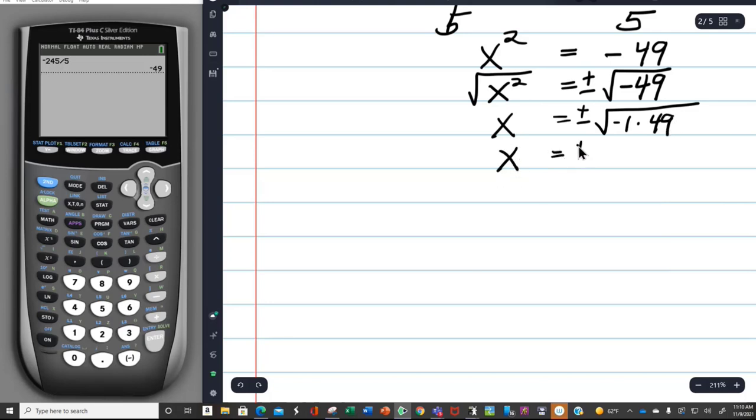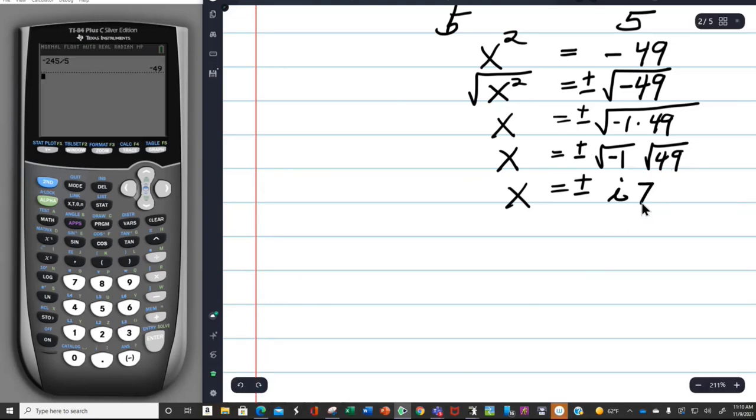Maybe some people watching will not have to go through all the steps, and that's fine. The square root of negative 1 is i, and the square root of 49 is 7, but of course we write it as plus or minus 7i. So we're going to have complex conjugate zeros, but we don't have to worry about that because all we're asked for is the rational zeros.